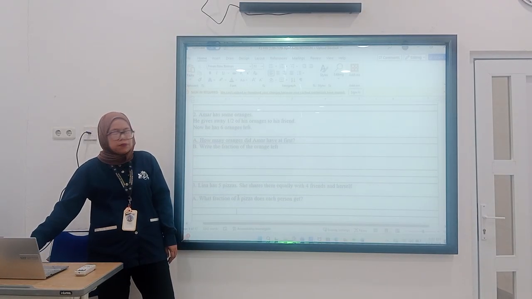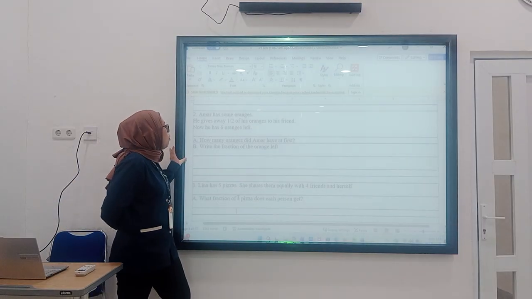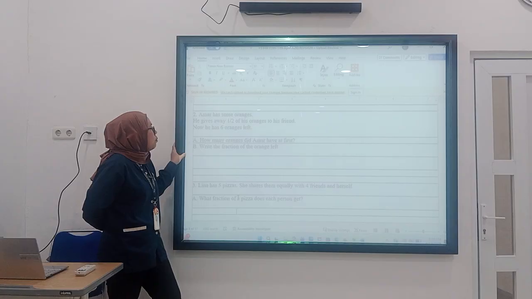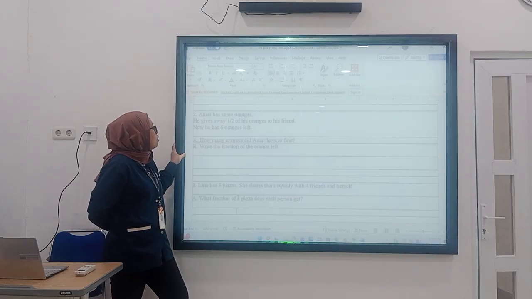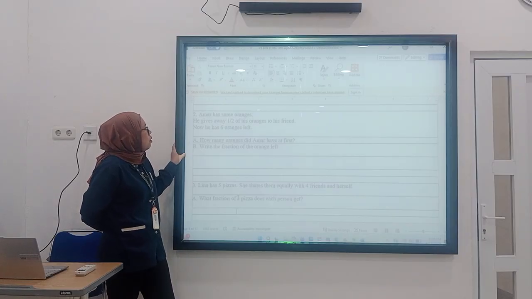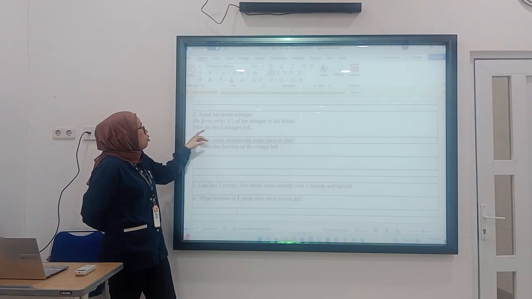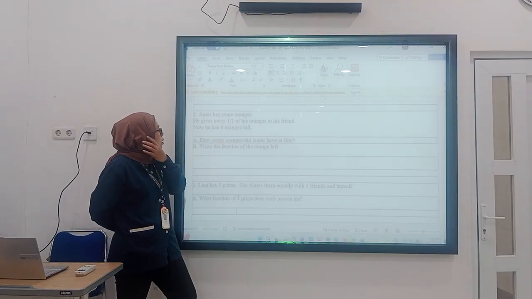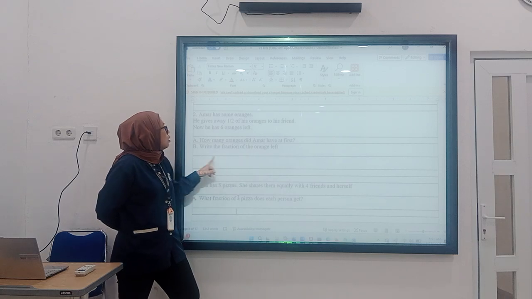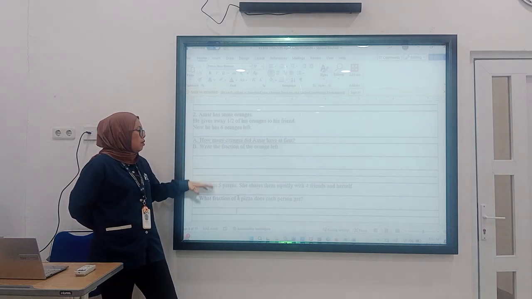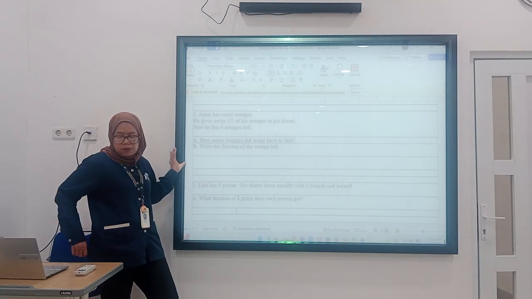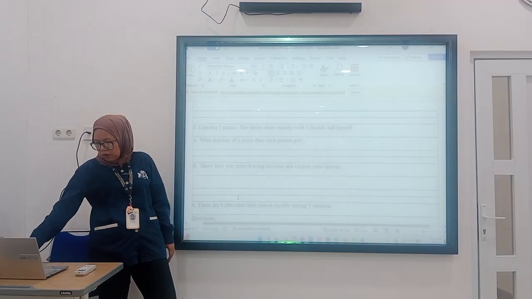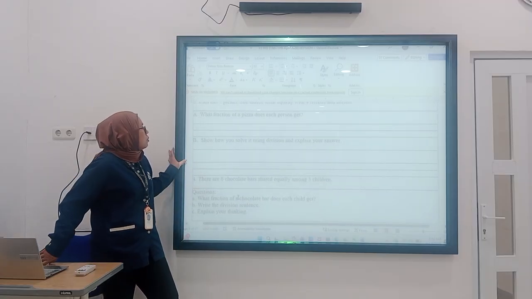Number 2, Amar has some oranges, and he gives half of his oranges to his friend. Now he has 6 oranges left. So how many oranges did Amar have at first? He gives half to his friend, now he has half. So the answer is 12. And then write the fraction of the oranges left. So 6/12.